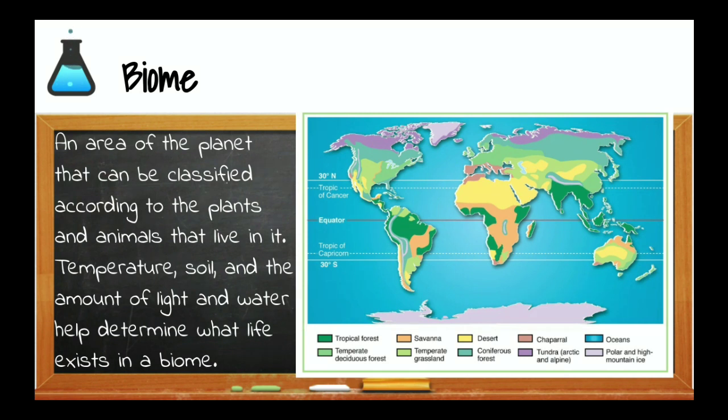And they're vastly different than the organisms, the plants and animals that you'll find in the polar regions or the polar biomes, because polar biomes have different abiotic factors, temperature and precipitation, which influence the different types of living organisms that can live in that area.